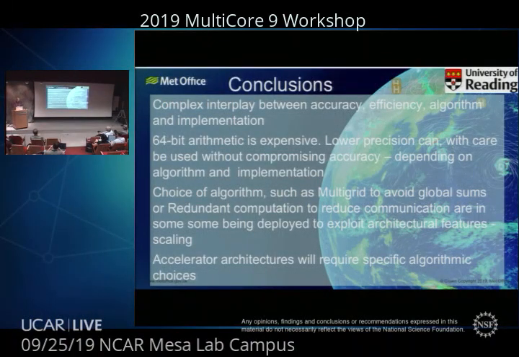In conclusion, there's a complex interplay between accuracy, efficiency, the algorithm and implementation. 64-bit arithmetic is expensive, and lower precision can help. The choice of algorithm, such as multigrid, to reduce the amount of communication, in particular global communication, is being deployed in response to architectural changes. I haven't talked about redundant computation at all. To go to extreme scaling, and with this mixed precision work, it will be important for accelerators, which I haven't talked about because that's a different talk. Thank you.